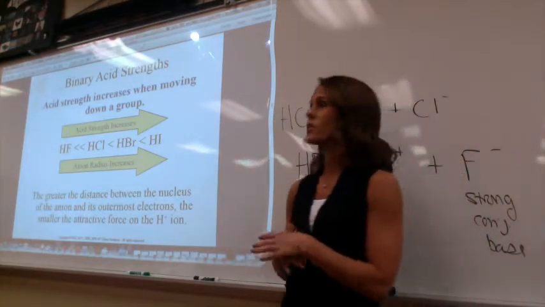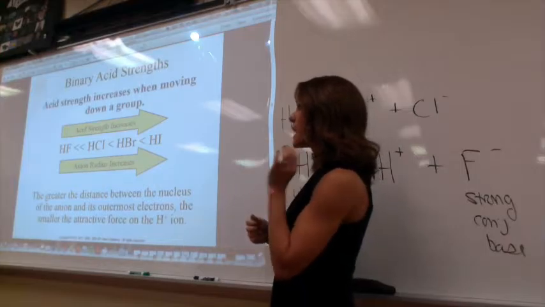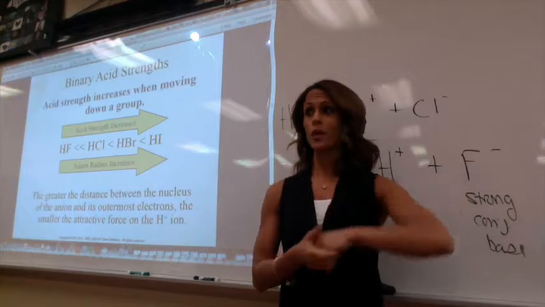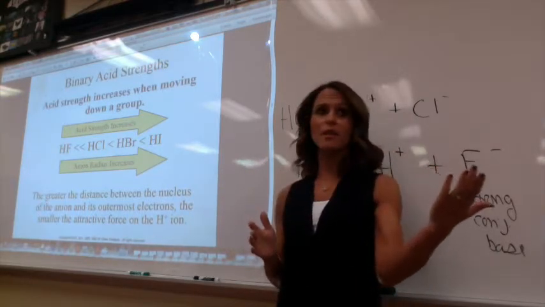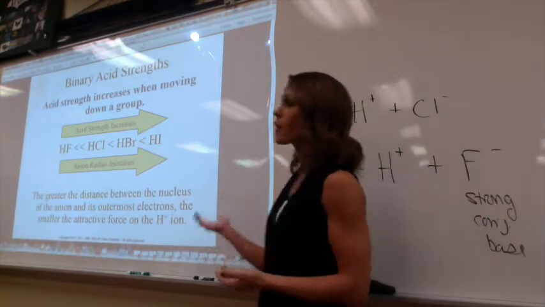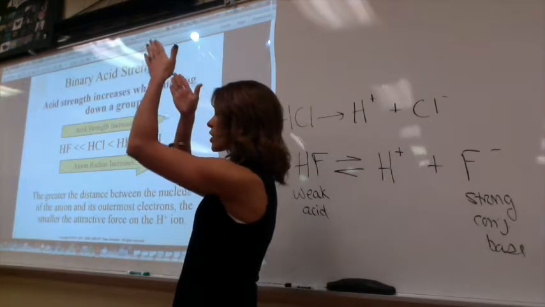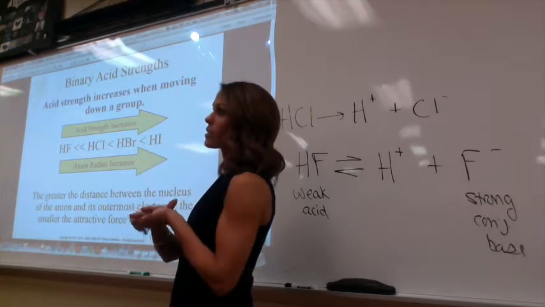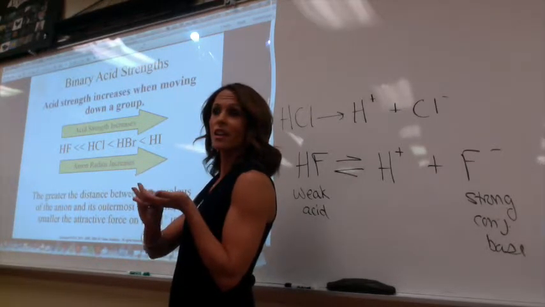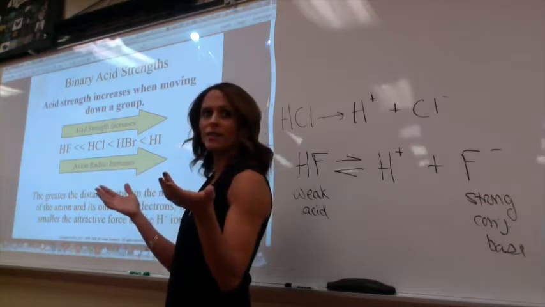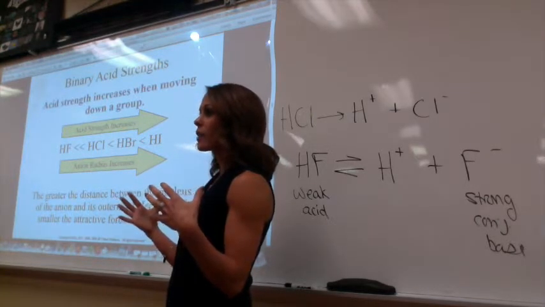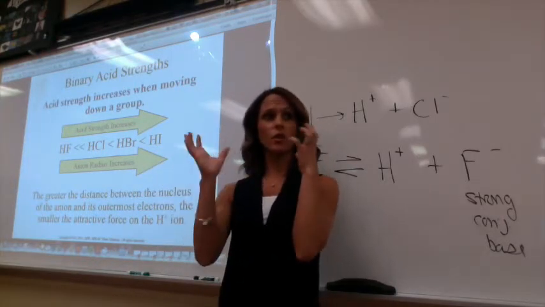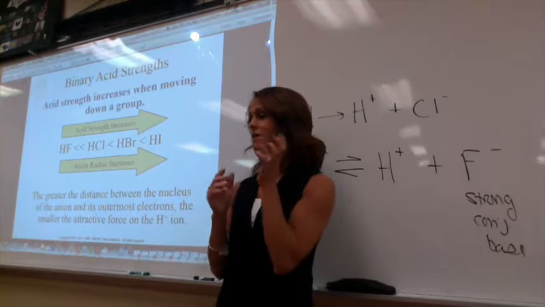So acid strength increases when moving down a group. If it's a binary acid, what does binary mean? 2 elements together. One of them is going to be the H because this is an acid, and the other one's going to be the anion. So if you start going down the group, what do we know is true about the halogens? As you go down the group, what increases for periodic trends? There's a whole bunch of things, but radii, right? And so if you think about what's holding them together is the nucleus. This is sort of going back all the way from the beginning, atomic structure.